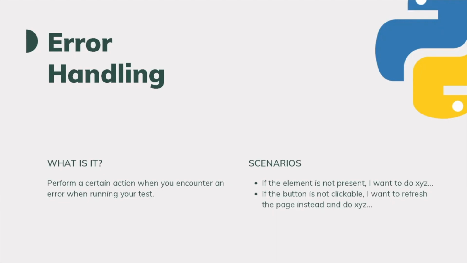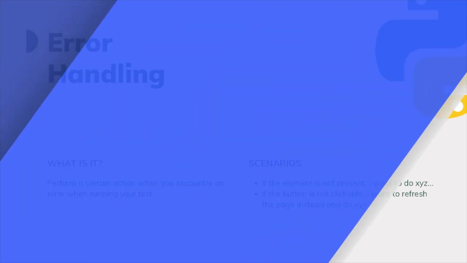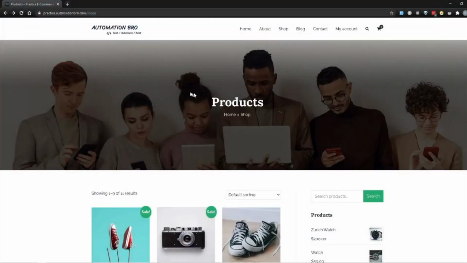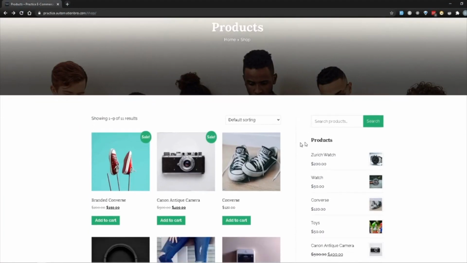Or let's say you're trying to click on a button, and that button is not clickable for whatever reason, you would instead want to just refresh the page and try something else. And these are all unique scenarios, but based on your application, you might run into them once in a while, specifically if you're working on a really dynamic application. Let's take a look at one of the scenarios that we will be covering in this video. So I'm here on the Practice Automation Bro website, and I've opened up the shop page. Now within the shop page, we have the search product field over here.